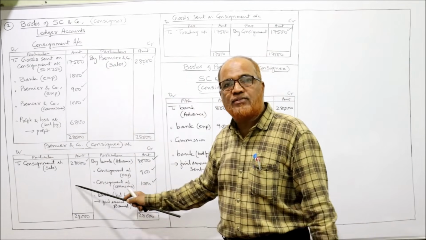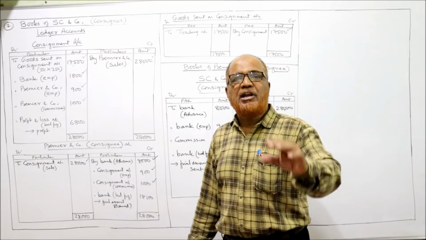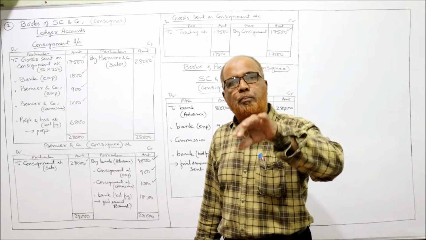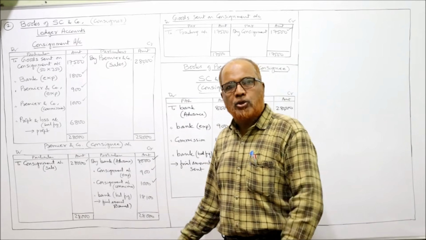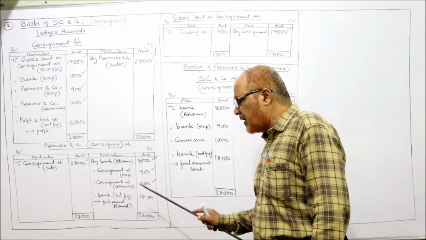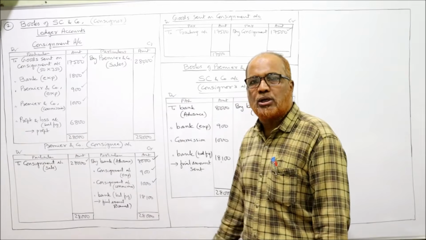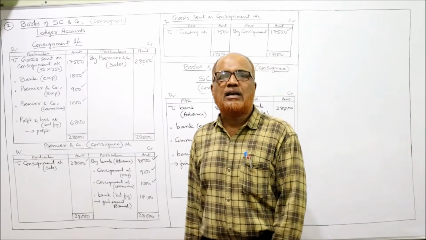From whom have they received? From Premier and Company. Entry will be bank account debit to Premier and Company. Premier and Company credit side by bank 18,100. This account is closed. Now we have to close the account of consignment.